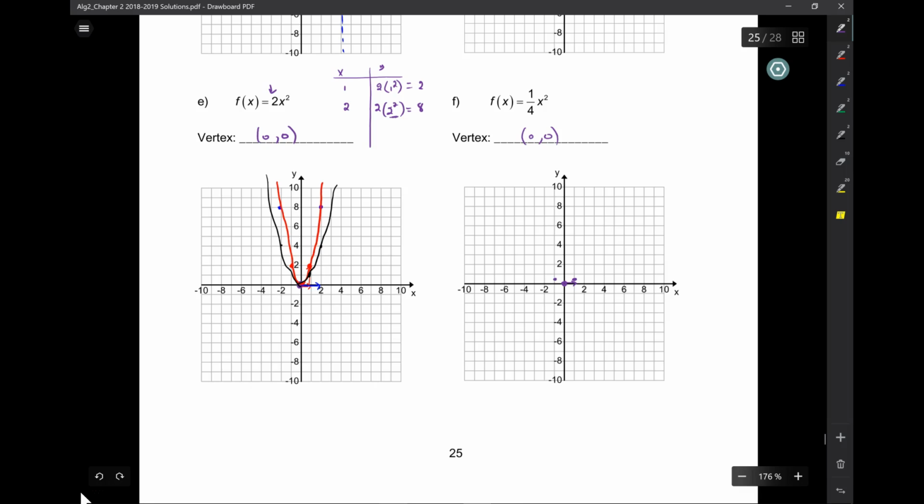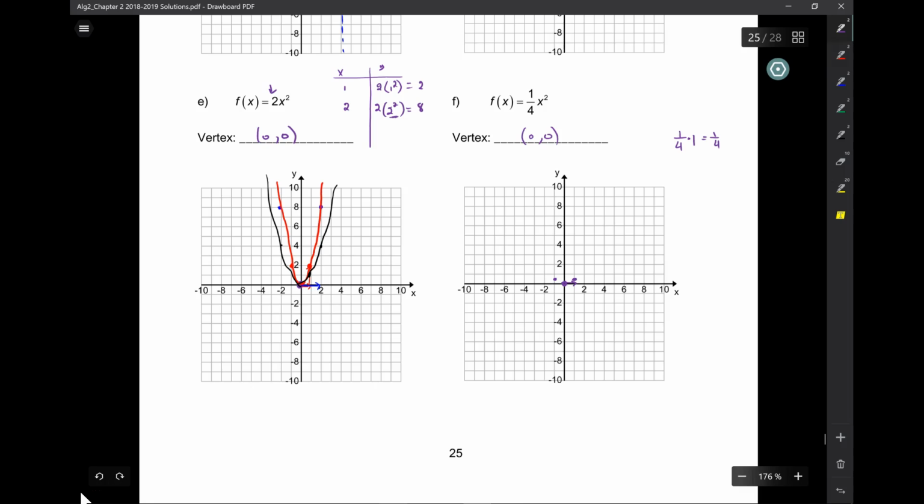Not up 4. I would have gone up 1, right? But there's a quarter in front, so it's a quarter of 1. So I just go up 1/4, 1/4. Now, the next one. So I would have gone up 1, right? But now I need to go up 1/4 of 1, which is 1/4.